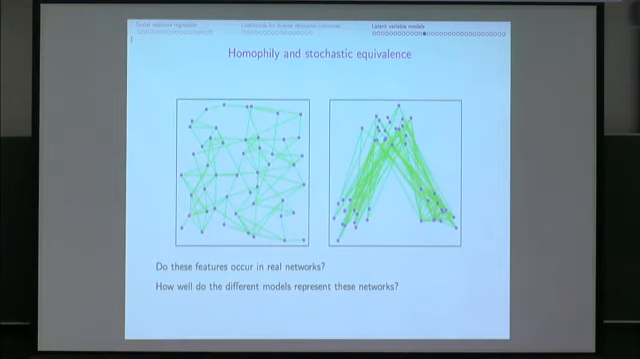This one, on the other hand, exhibits stochastic equivalence. Here you have classes of nodes like this group here. They're all similar to each other in how they relate in the graph to everybody else, but they don't necessarily have a high within-group rate of ties.